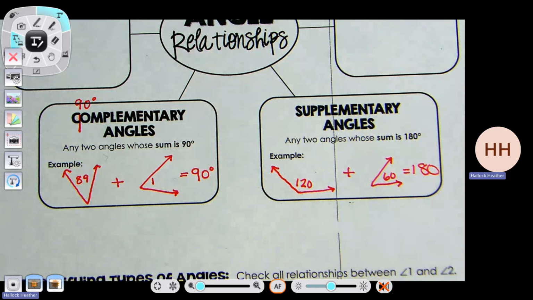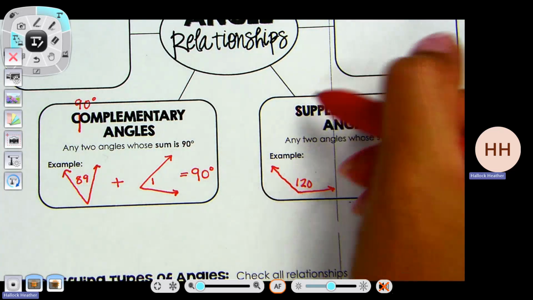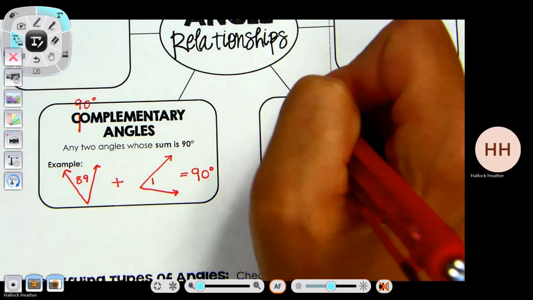The way you should remember supplementary is the S, if you connect it, makes an 8. Boom. 180.